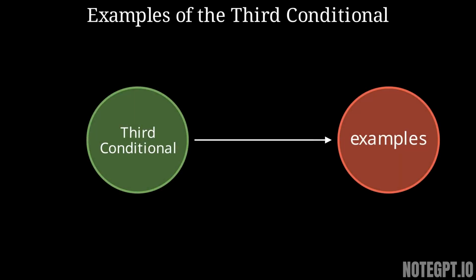Examples: if I had been more prepared, I would have passed that test. If she had been there, she could have helped you. If I hadn't overslept, I wouldn't have been late for work. If I had known you had a test today, I wouldn't have let you go to the movies.